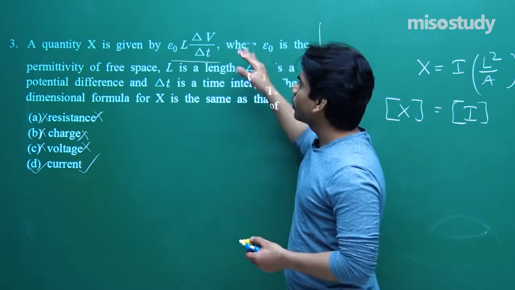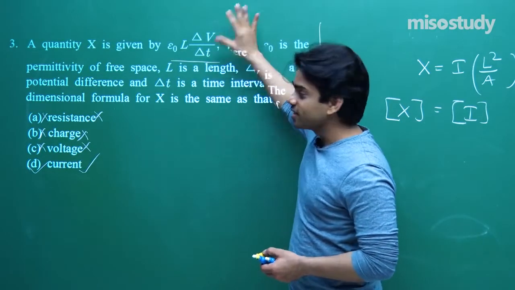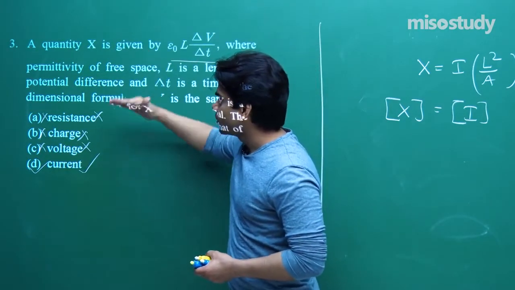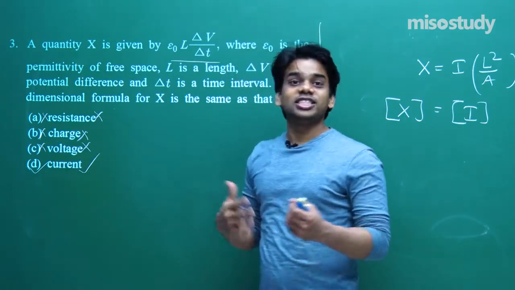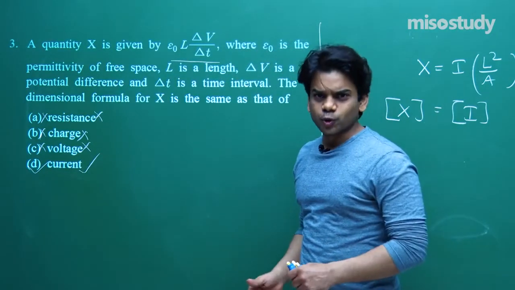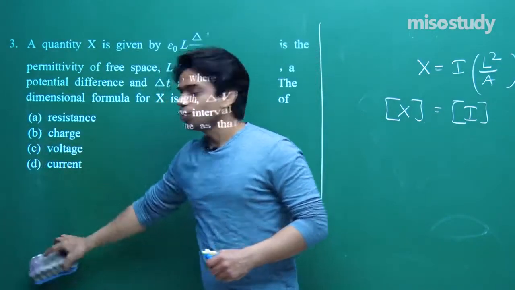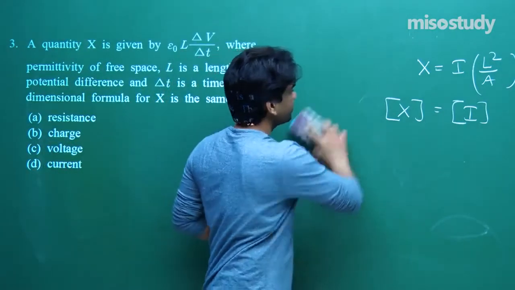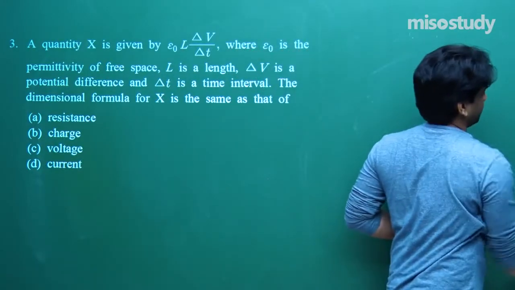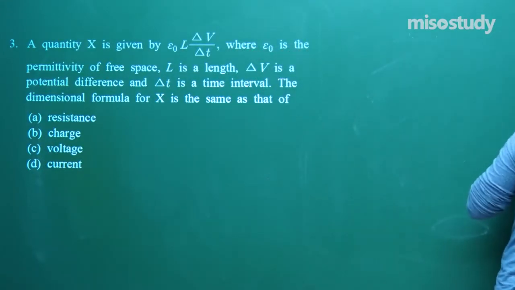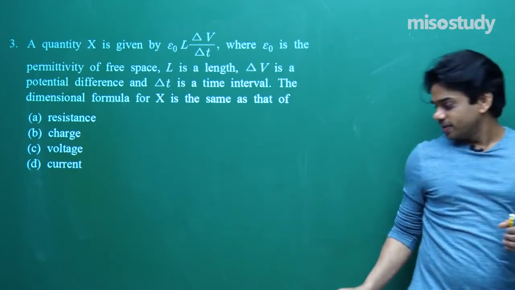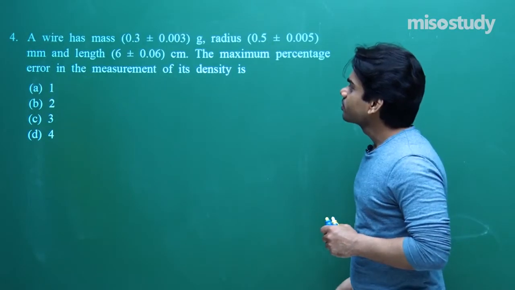If you think that you can evaluate the dimensional formula for this, and then evaluate the dimensional formula for this, this, this and this and check, you can do even that also. But that will be a lengthier method. It's better to proceed as I have told you just now. Let's proceed with the next question.